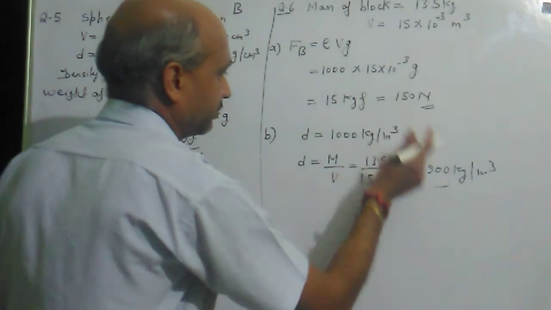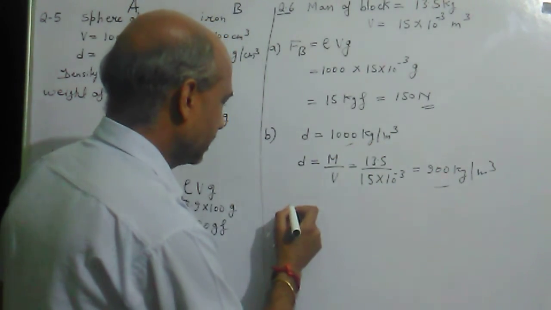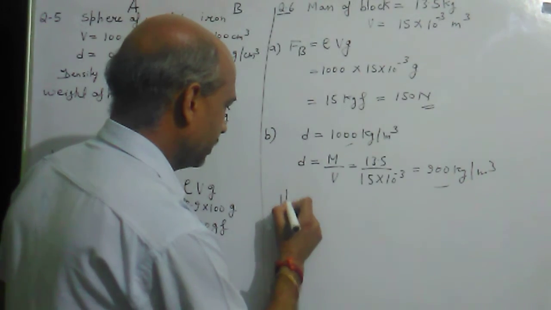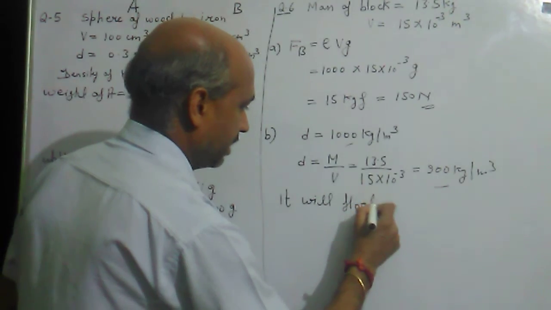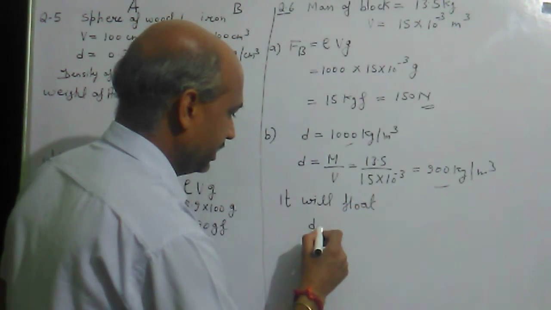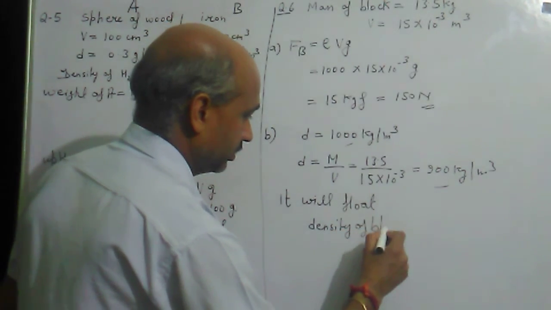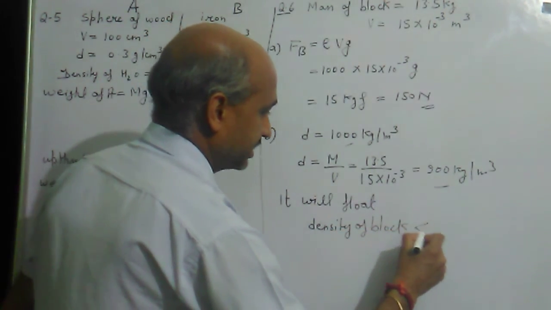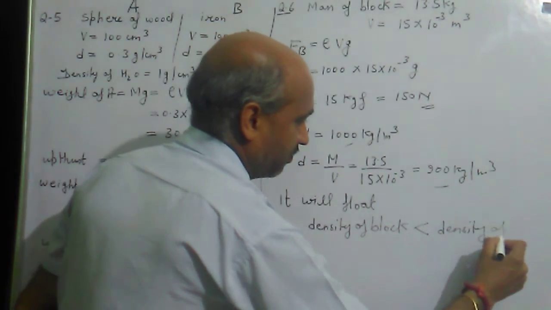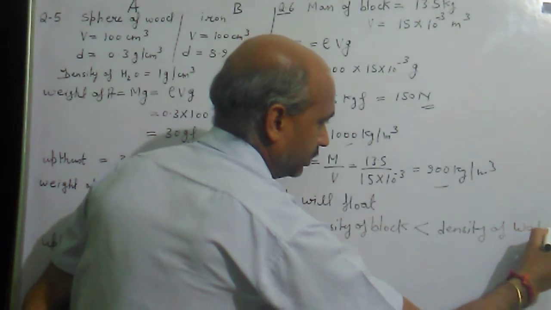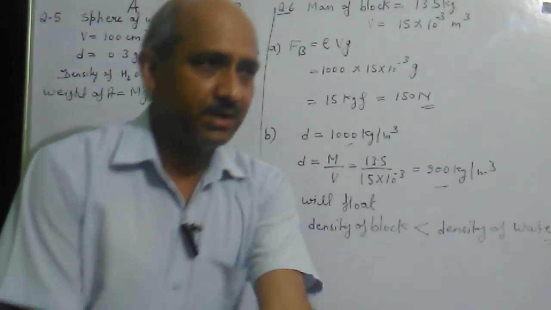So compare this with the density of the water. Density of the water is this much. So we simply say that since it will float, and what about the reason? Okay, the density of block क्या है? Is less than the density of water. So this is your answer for question number 6, B part.